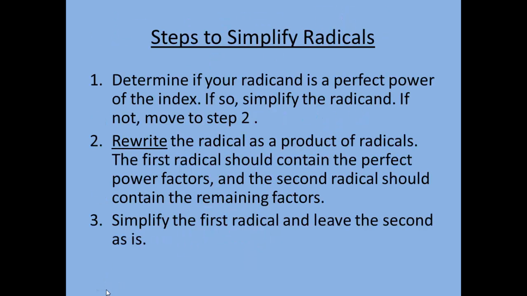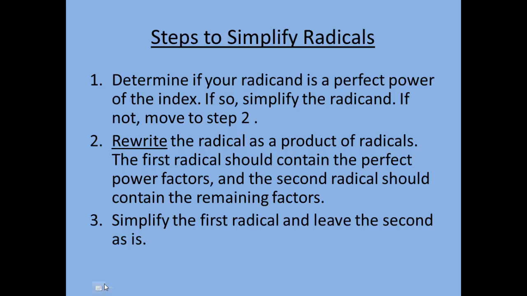Alright, so basically here's your steps to simplify radicals. We've already done most of this. Your first step, you want to determine if your radicand is a perfect power of the index. Alright, if so, you want to simplify the radicand. And that was the very first thing we did. We had things that were perfect powers, we just divide the index, and then we're done. If it's not a perfect power, then we move on to step 2.